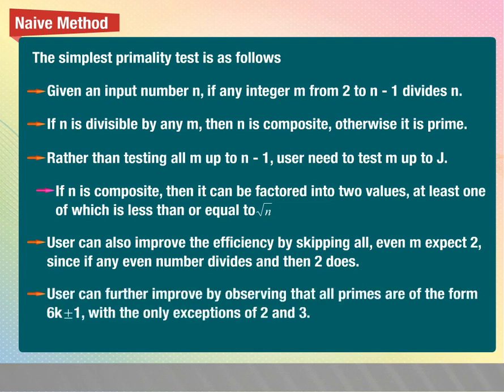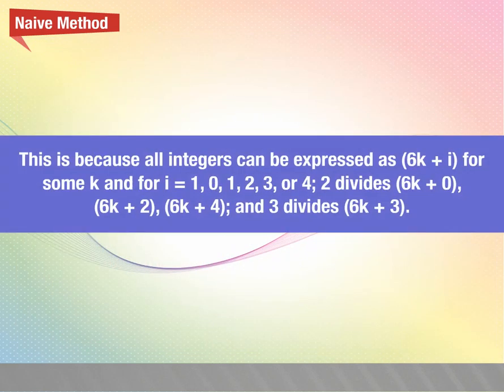The user can further improve by observing that all primes are of the form 6k plus or minus 1, with the only exceptions of 2 and 3. This is because all integers can be expressed as 6k plus i for some k and for i equal to -1, 0, 1, 2, 3 or 4. 2 divides 6k plus 0, 6k plus 2, 6k plus 4 and 3 divides 6k plus 3.